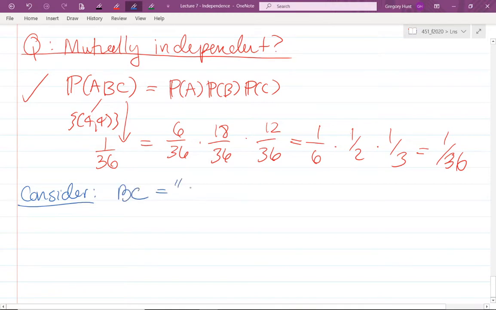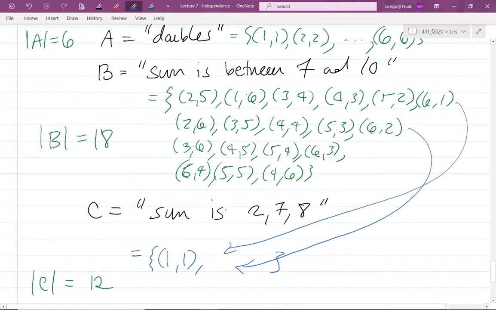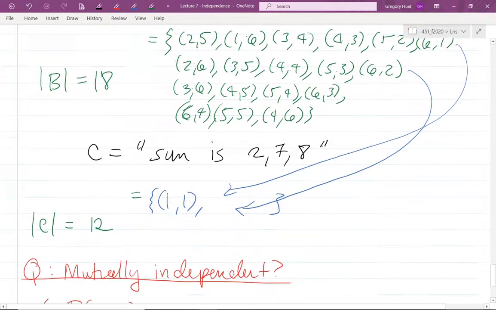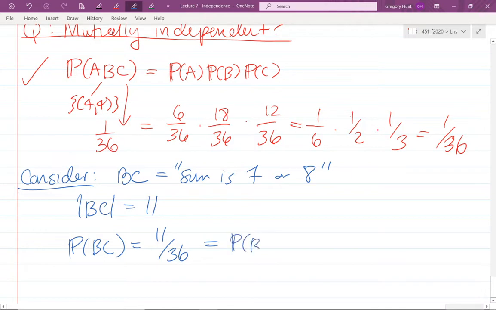B intersect C is basically that the sum is a 7 or 8, right? B is that the sum is between 7 and 10. C is that it's 2, 7, or 8. So that leaves us with 7 or 8. And so the number of things in BC is 11. You can count that. And so the probability of BC is 11/36. Now what we want is that this is the probability of B times the probability of C.